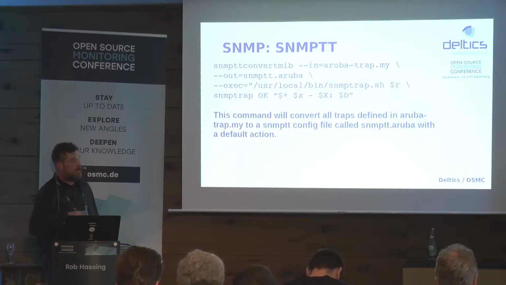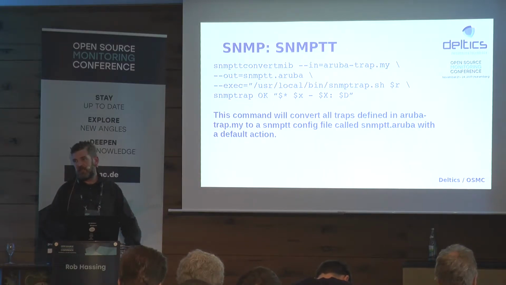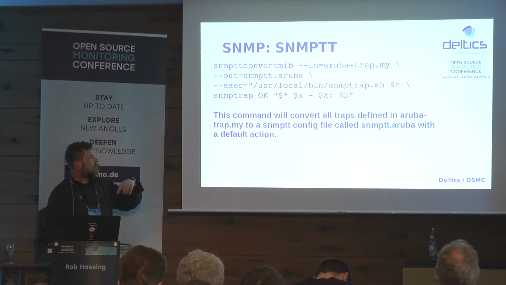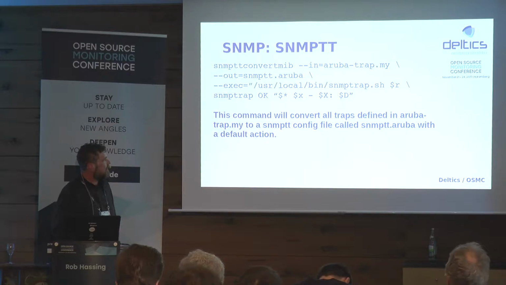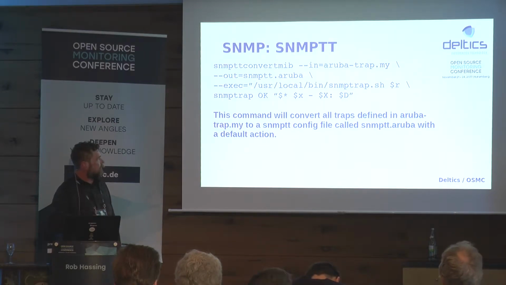So yeah, this will convert all the traps defined in this MIB file, and this snmptt Aruba file is put in the snmptt.ini file, and then it's checked for the OIDs that it's receiving. So for every OID it's receiving, it will check all the config files defined in the snmptt config. And if it's there, then it will start this script.